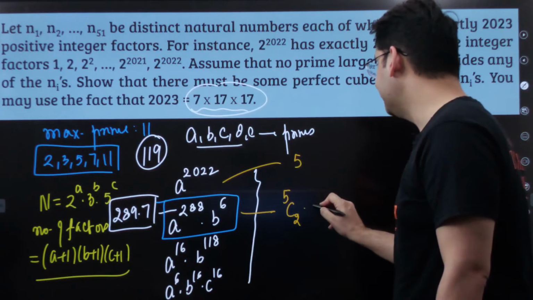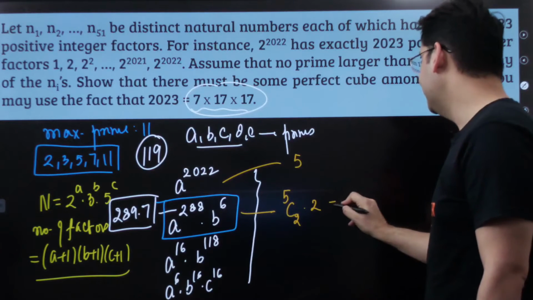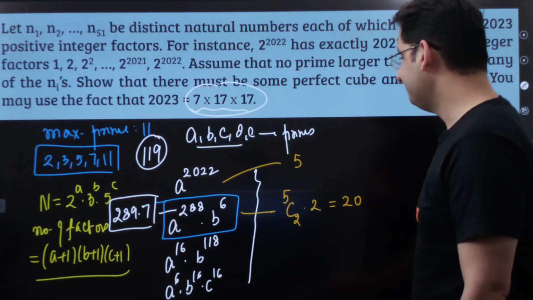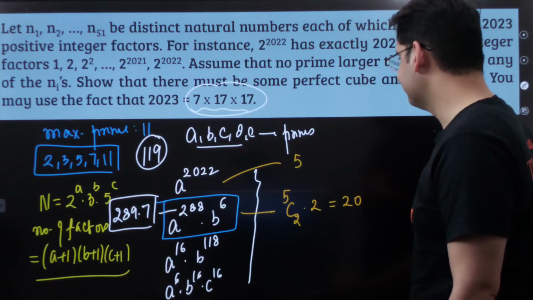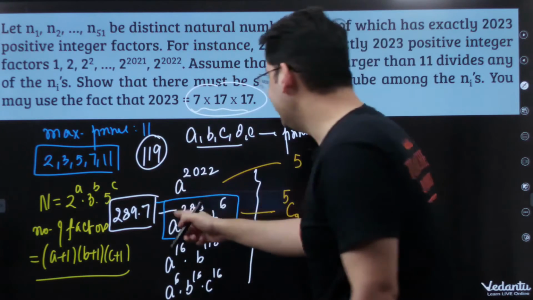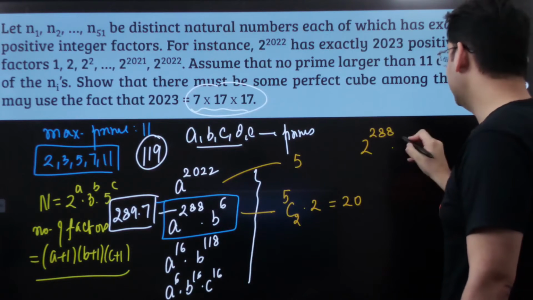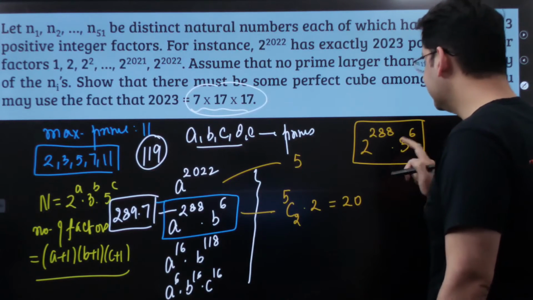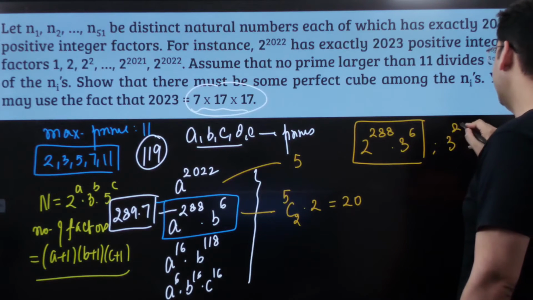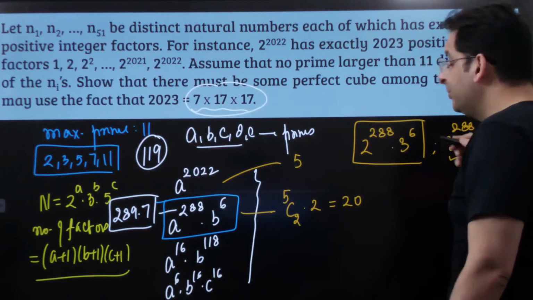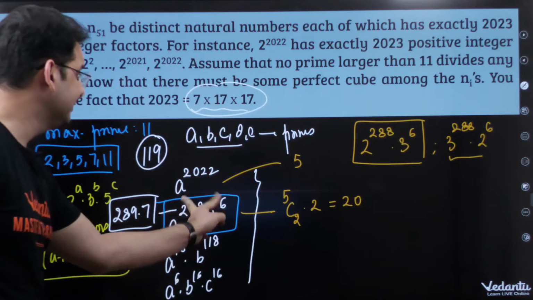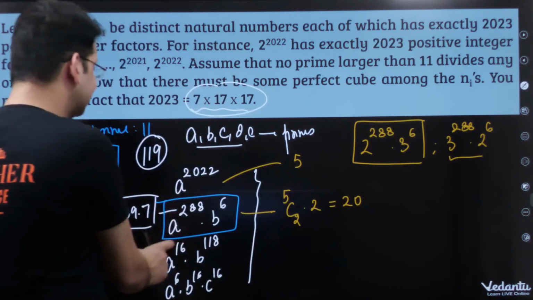the problem is this is to be multiplied by 2. So this is going to be 20. I hope this is clear. Now, why would this be multiplied by 2 to give 20? See, if I choose A as 2, so 2 to the power 288, and maybe B as 3, 3 to the power 6, this number is going to have 2023 factors. Likewise, if I exchange 3 and 2, so 3 to the power 288 and 2 to the power 6, it is also going to give me the same number of factors, that is 2023. So if I choose any two of these, they can be rearranged in 2 factorial ways. So 20 is going to be the total number of ways of this number.